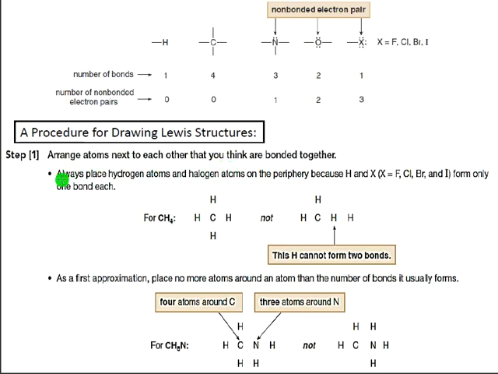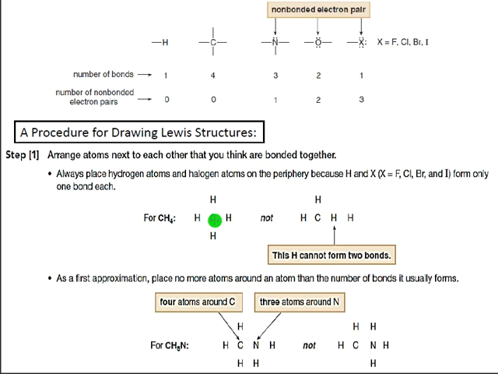Okay, for example here, always place hydrogen atoms and halogen atoms on the periphery. What does periphery mean? Around the atom that has more valence than the others. Okay, why? Because always the hydrogen, as we said before, and the halogen just have one bond. Okay, you cannot put the hydrogen in the middle and put the carbon outside, because the hydrogen would have 4 bonds.